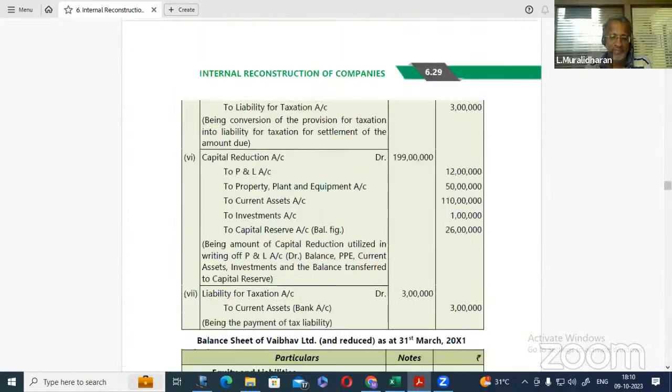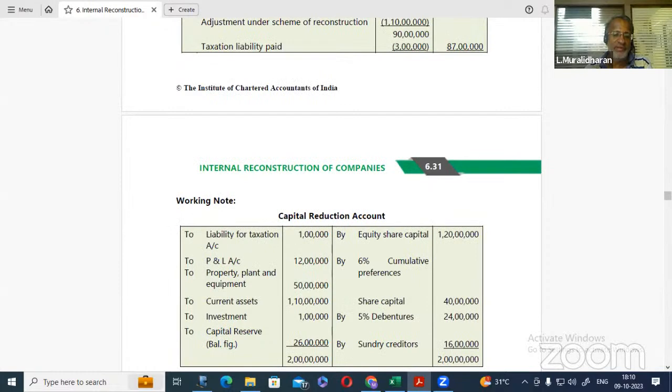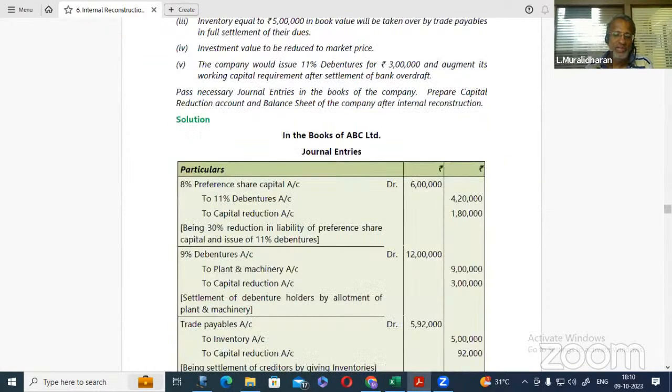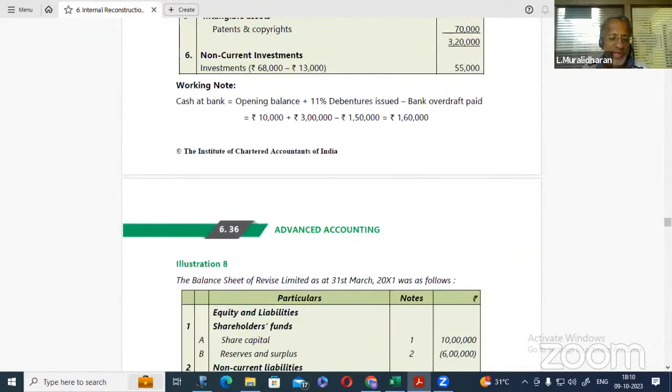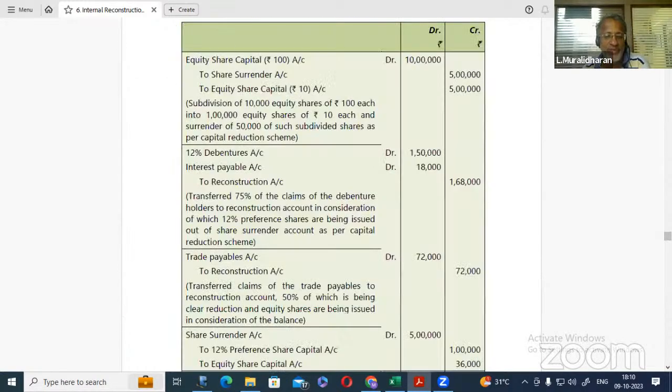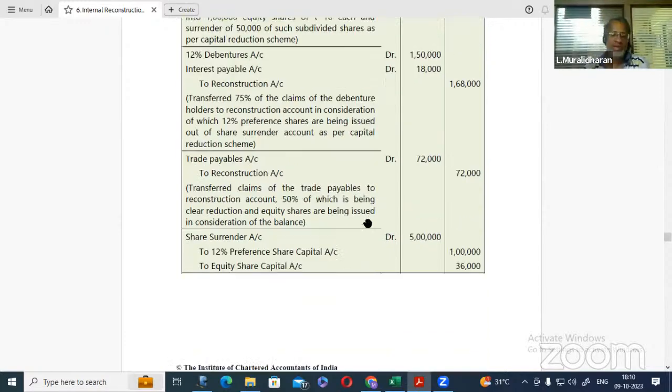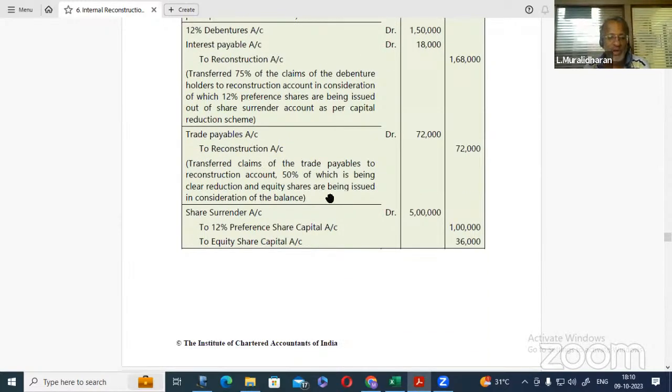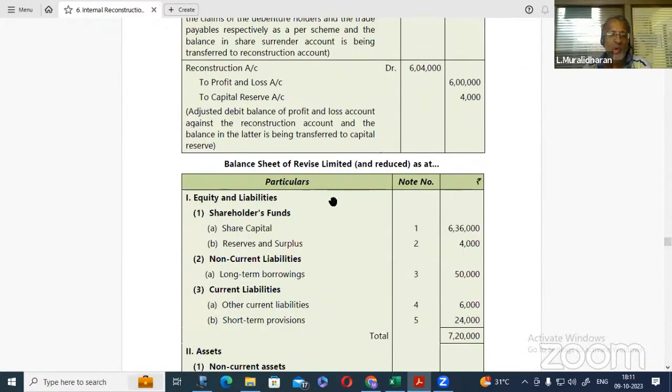A little sorry state of affairs. So if outsiders are participating, they are not expected to use capital reduction account; they are expected to use reconstruction account. Let me just check if there were to be, yeah. When debenture holders are participating, you find the name of the account as reconstruction account. Trade payables are also getting reduced. So reconstruction account is appropriate when outsiders participate. If insiders alone participate, the name is capital reduction account. See, a very easy topic.